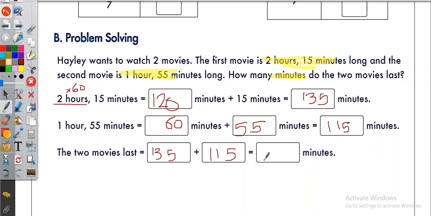You will get 5 plus 5 is 0. Regroup the 1. 1 plus 1 is 2. And here 3, 1 plus 1 is 2. So that's it. So the 2 movies last 250 minutes. Okay, amazing. Go ahead to this. Now let's go to the second page.